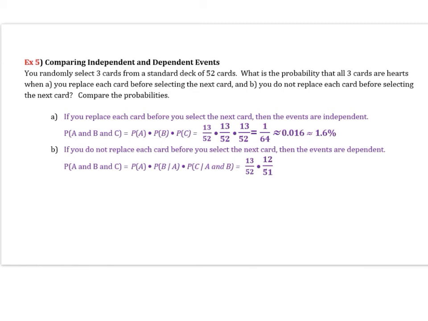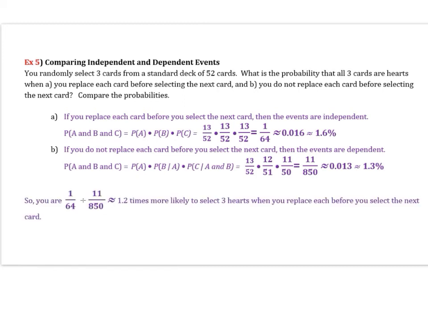Times, again, I do not put the card back, so I'm multiplying 1 less on the numerator, so that's 11, 1 less in the denominator, which is 50. Multiply all that together, you get 11 out of 850, which is decimal 0.013, approximately 1.3%. So when you compare by dividing, 1/64 divided by 11 over 850 is approximately 1.2 times more likely to select 3 hearts when you replace each before you select the next card.